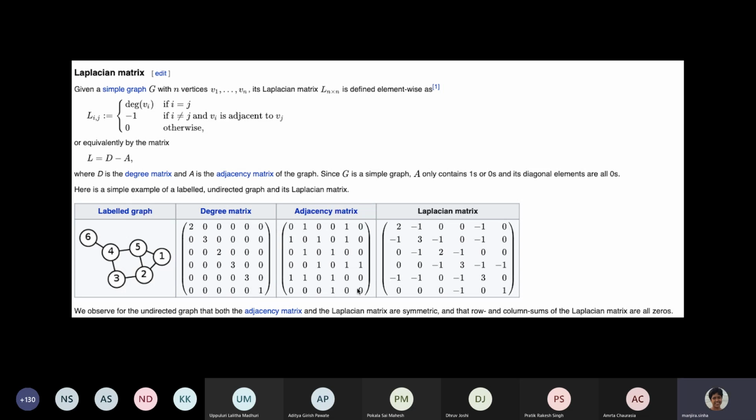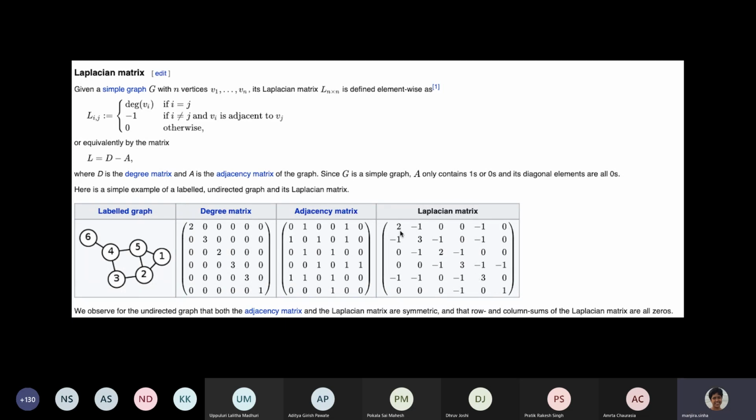And contrary to that, as generally we assume the graphs do not have self loops, the adjacency matrix has all the diagonal elements as 0. Okay. So then what happens? If we subtract the adjacency matrix from the degree matrix, we get the Laplacian matrix. And you see it matches.